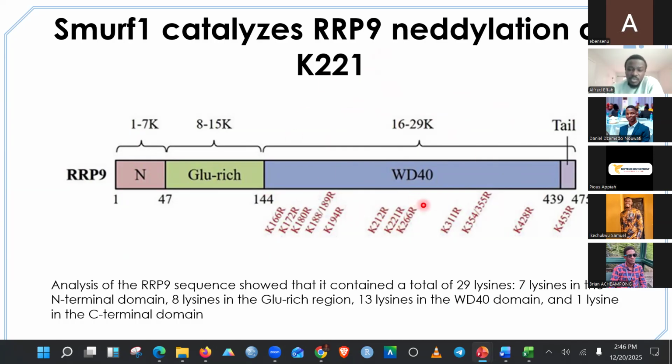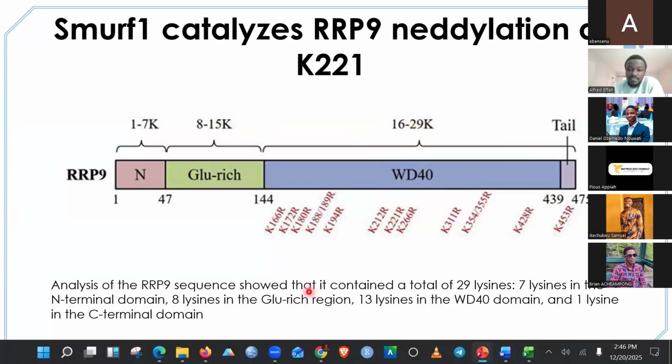So what they wanted to do is, if the addition is along this domain, not here, not there, now let's find out the specific site where the addition is happening. When you take this domain, on the N-terminal, it has about 7 lysine residues. Lysine, the amino acid, a lot of them here. It has about 8 residues here. It also has about 13 residues over here, lysine. So whenever you see K, that is lysine.